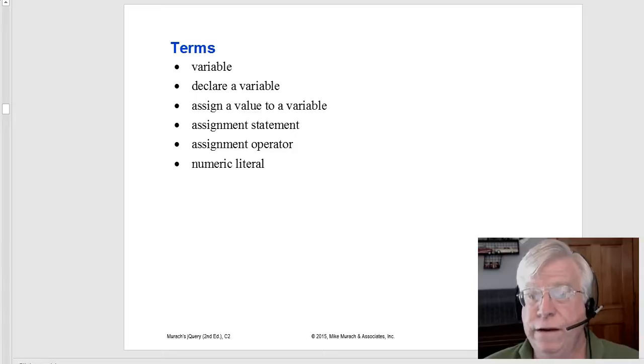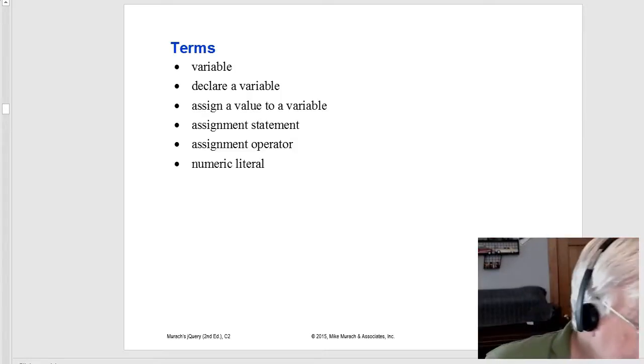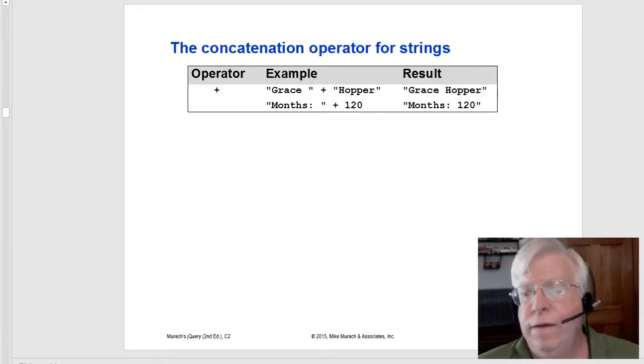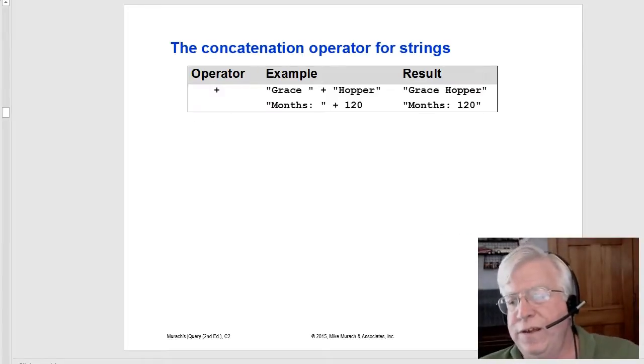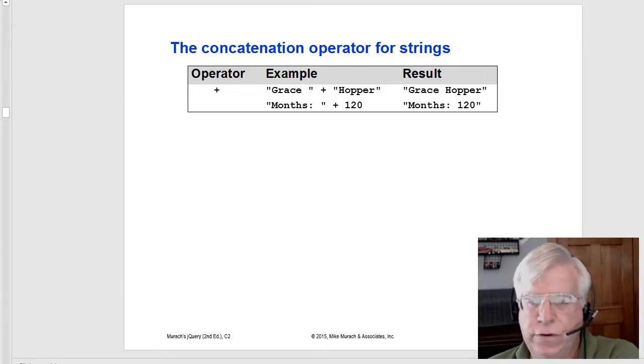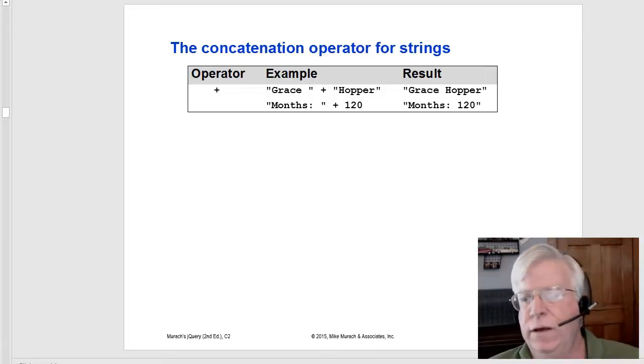Terms: variable, declaring a variable, assignment statement, assignment operator, and the numeric literals. We've covered all those now up into page 61. Concatenation, notice the plus sign. The plus sign here is for a string operation. It's not adding to give you the value. It's actually putting those strings, which are literal text, together.